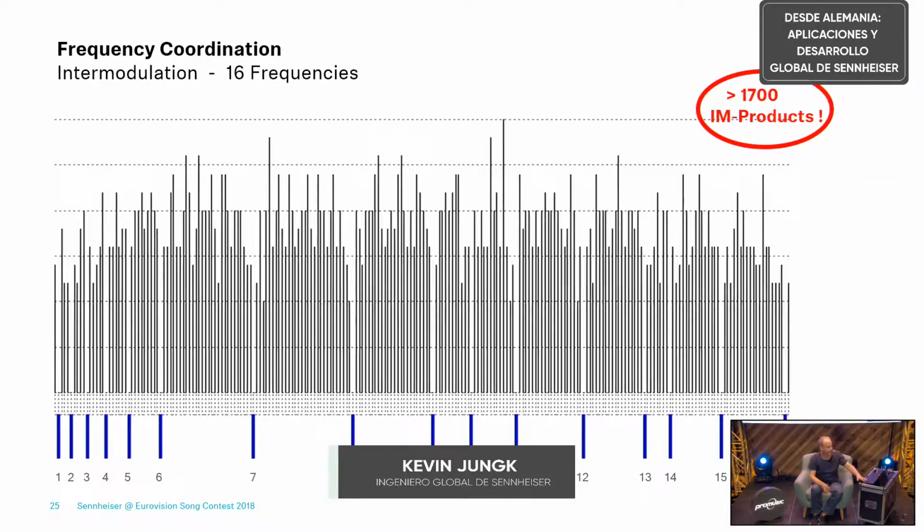So basically, here's a picture you see. When we want to use 16 microphones, we create over 1,700 intermodulation products. For example, here in this graph we have 16 microphones, and this is roughly the intermodulation we create just by having 16 microphones.